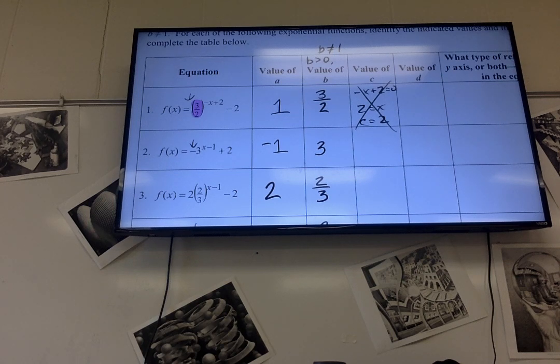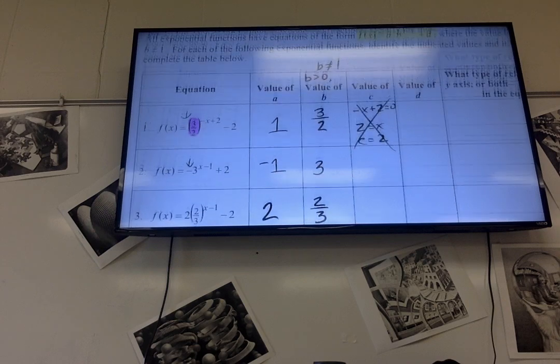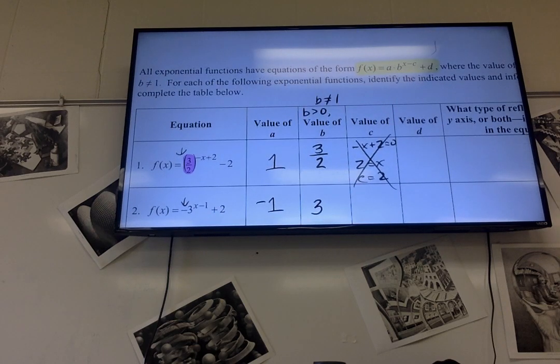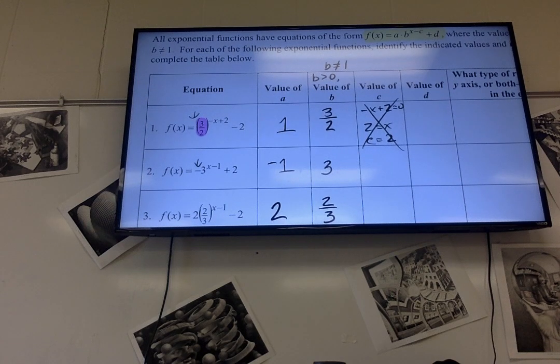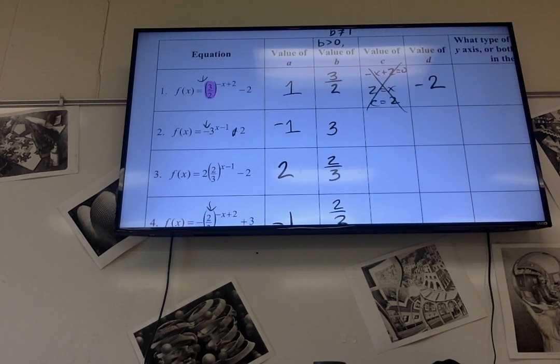Okay, then skipping to D. D is whatever, if anything, is added or subtracted. So for number 1, it's obviously -2. If there wasn't a number there, see, I scribbled that out on number 2, what would D be? 0. The reason why it's 0 is because it's plus something. If it was times something, it'd be a 1. But yeah, it would be 0 if there's not one there. So fill out D for 2 through 5.